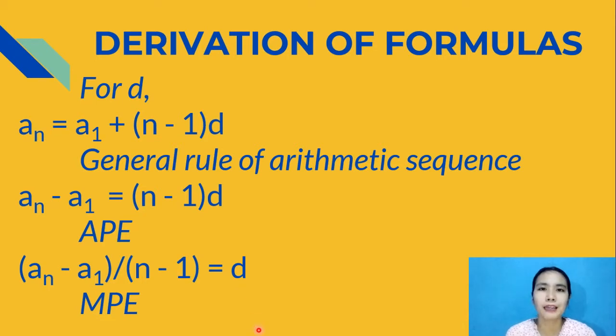Therefore, the formula in finding the common difference or d is a sub n minus a sub 1 over n minus 1. Or, if the first term is not given, we can have a sub k in replacement of a sub 1 and k instead of 1. Or that would be a sub n minus a sub k over n minus k is equal to d.